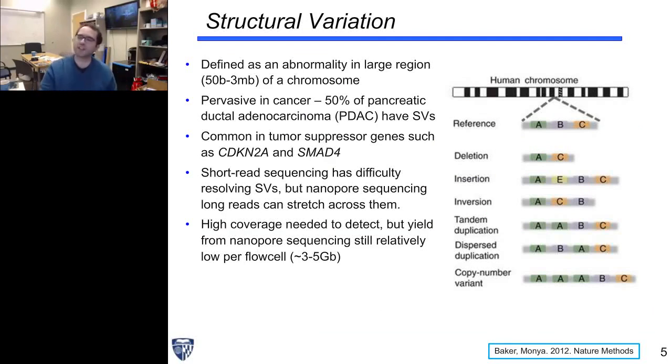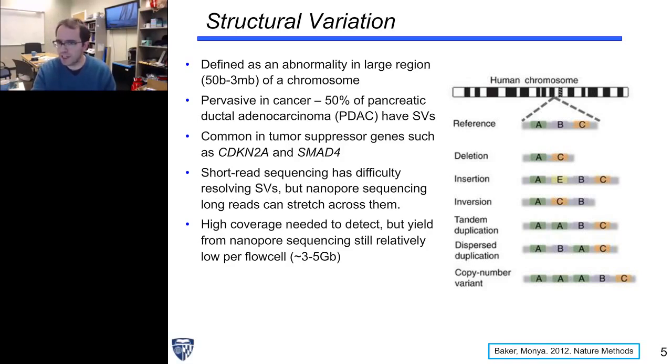So changing gears a bit, let me give you a brief description of what I mean by structural variation. I said my talk at the top of the presentation was going to partially be about structural variation. Structural variation is an abnormality in a relatively large region of a chromosome, anything in the vicinity between 50 bases up to 3 megabases or 3 million bases. This is pervasive in cancer.